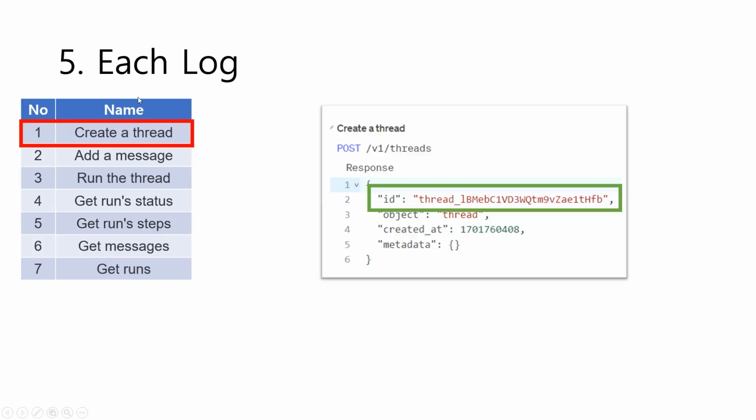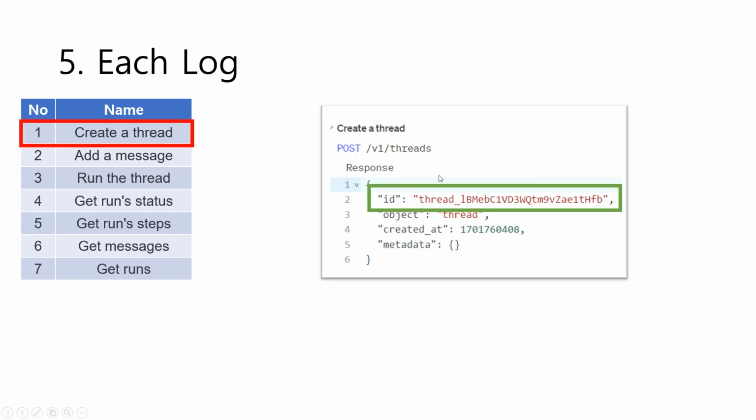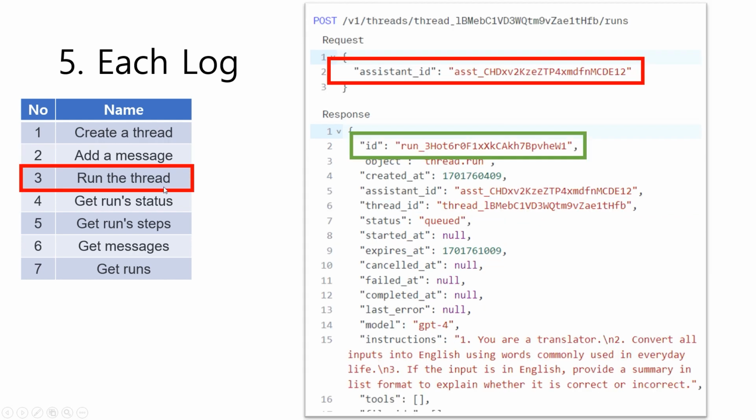It's possible to get the thread ID with the initial request. The thread ID will be utilized in the following request URL. After setting the role field to user, input data into the content field and send it. Following this, I dispatch the assistant data and receive a string that begins with run.